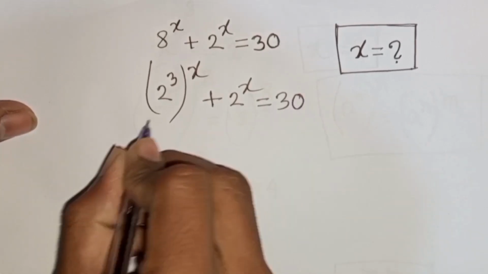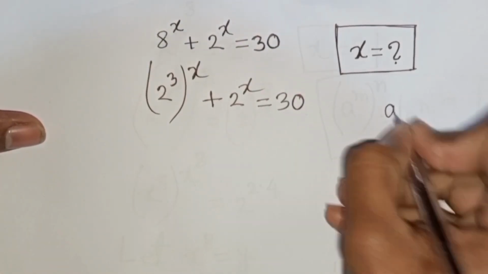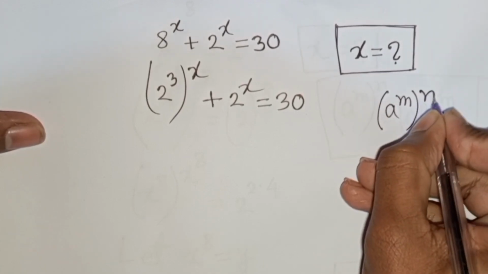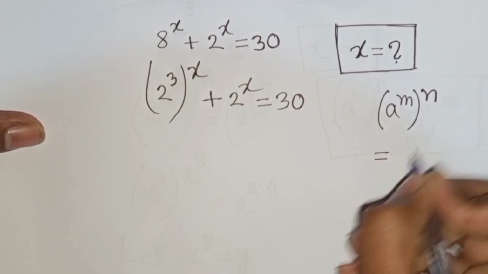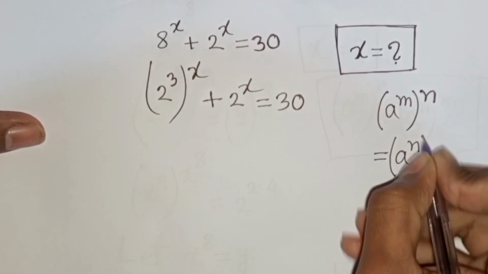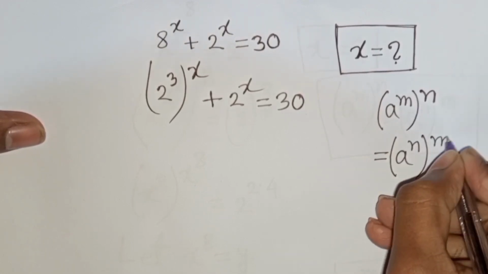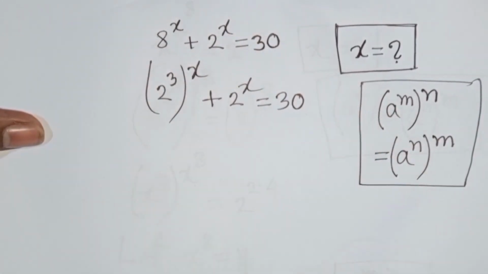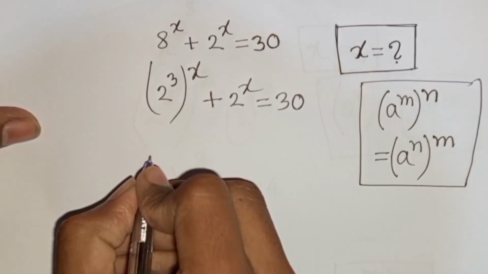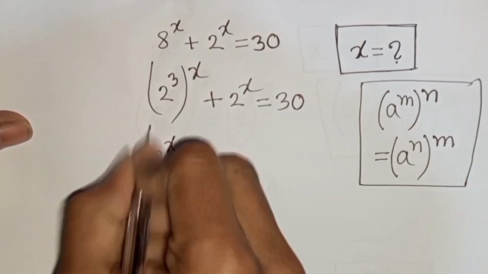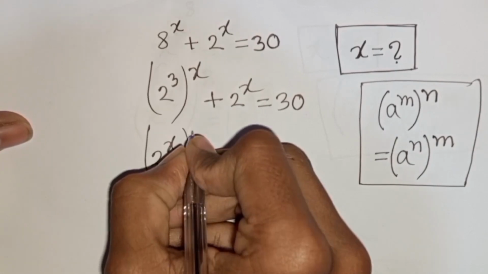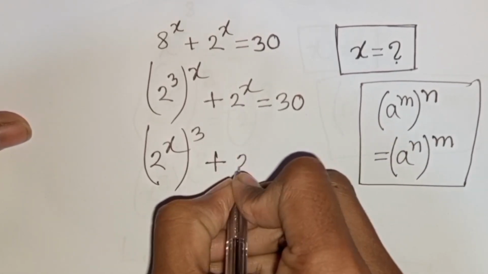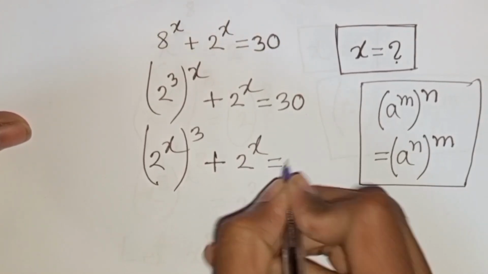Now here you can apply the exponential rule that a power m, bracket power n, is equal to a power n, bracket power m. So according to this rule, we can write here 2 power x, then bracket power 3, plus 2 power x is equal to 30.